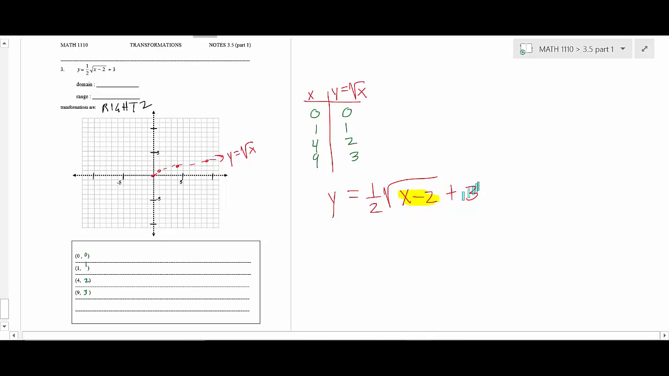Okay, how about the 3, the plus 3? What does that do? Up 3, because it's outside. It's changing the y value. So that's going to take you up 3.